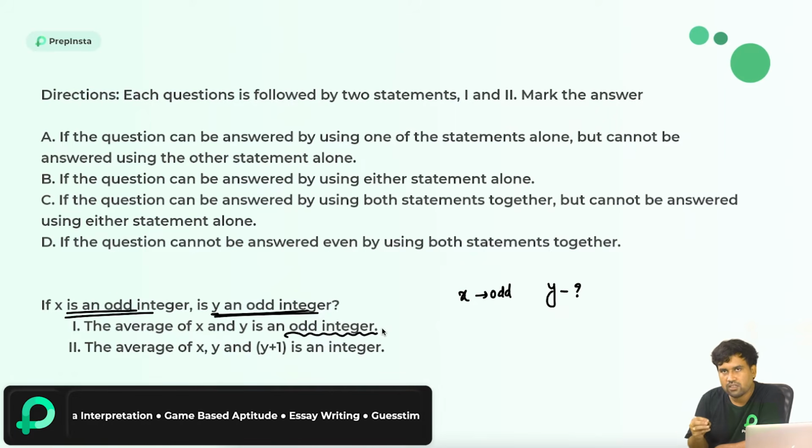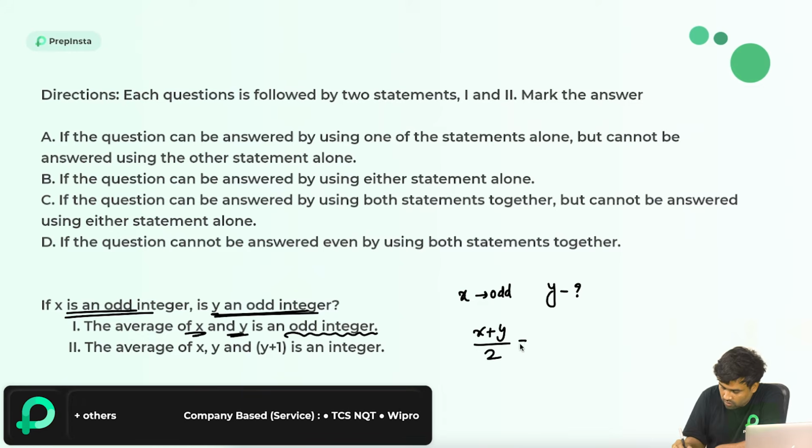Just look here, guys. Simply, for example, the average of x and y is nothing but x plus y by 2, right? So if x is an odd number, I can assume x as 1, and y also an odd number, I am assuming it is also 1.